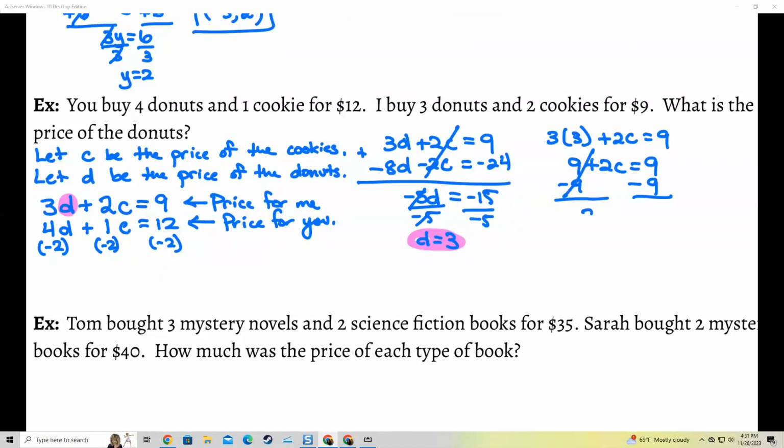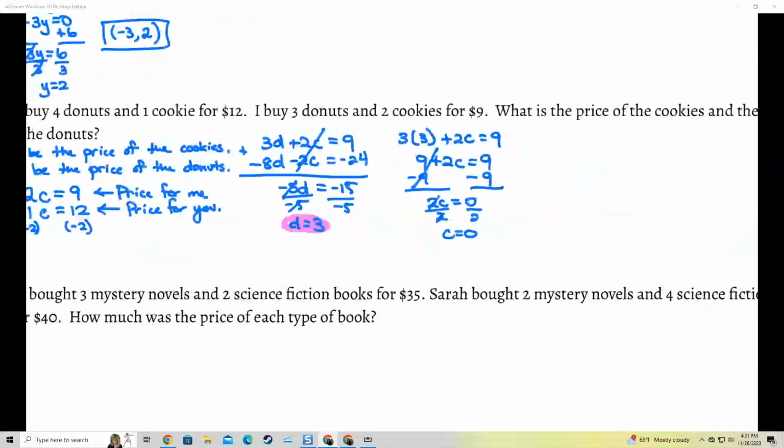These are going to cancel. I get 2C is equal to 0. Divide both sides by 2. I get C equals 0. So that's the second part of my answer, right? What does that mean? That means the cookies cost $0. So in this case, the cookies are free.